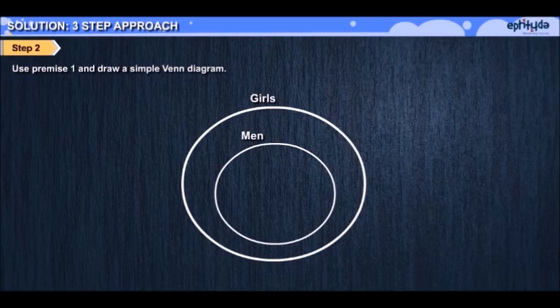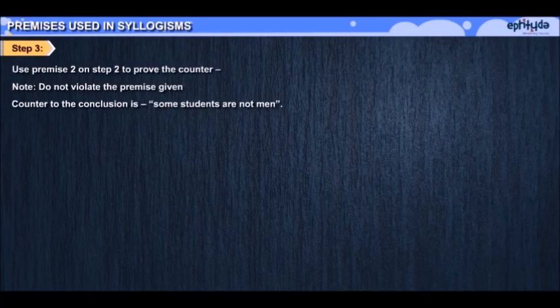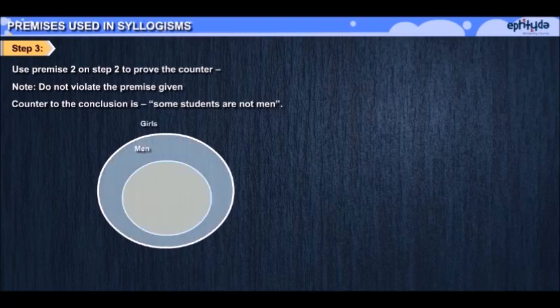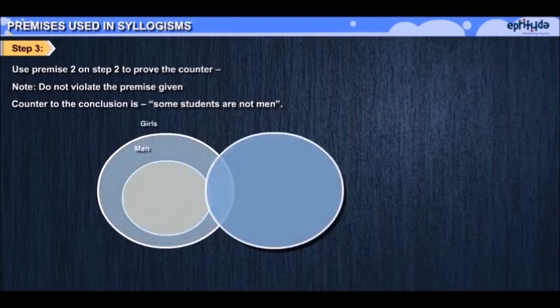Now let us continue with the three-step approach. The first step is to know the counter of the given conclusion. Step 2. Use premise 1 and draw a simple Venn diagram. All men are girls. Now the final step is step 3. Step 3. Use the second premise and try to accomplish your task. That is, prove at least one student is not a man.